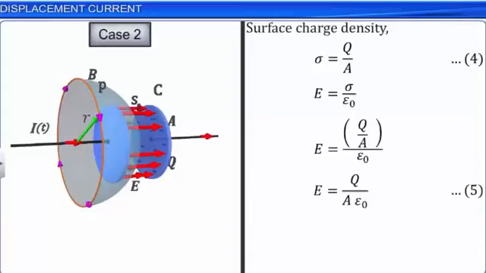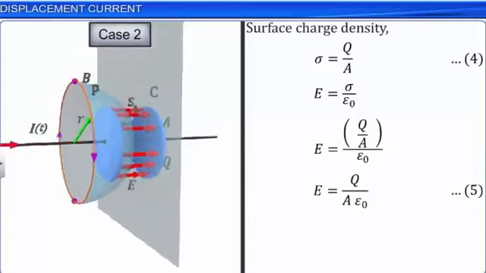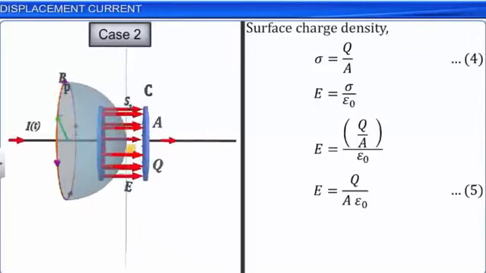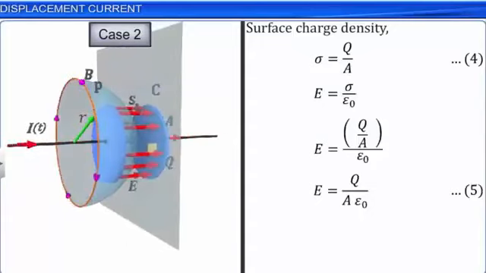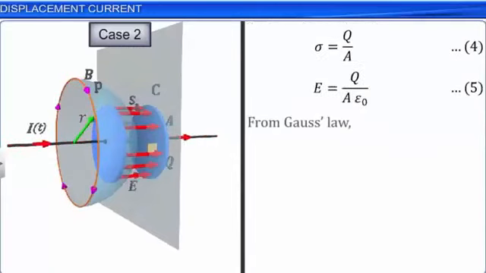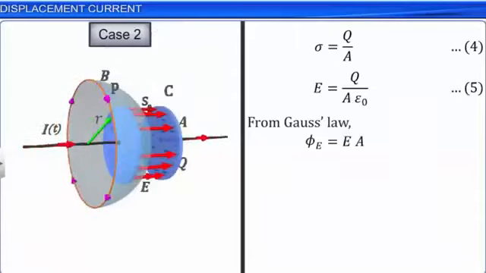Here, the electric field is perpendicular to the plane of the bottom surface of S2. Hence, the area vector of the bottom surface of S2 and the electric field are in the same direction, and maximum electric flux passes through the surface. We know from Gauss's law that the electric flux through the surface, phi E, is equal to EA. Here, A is the area of the surface through which the electric field passes, that is, equal to the area of the plates of the capacitor.